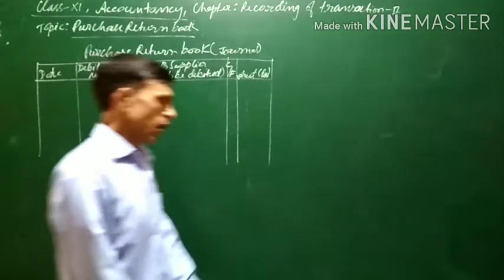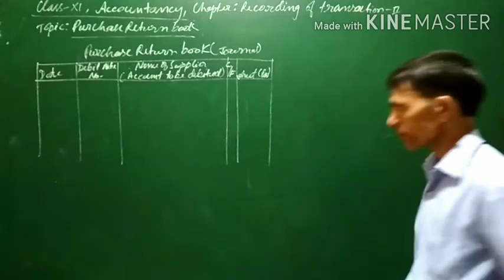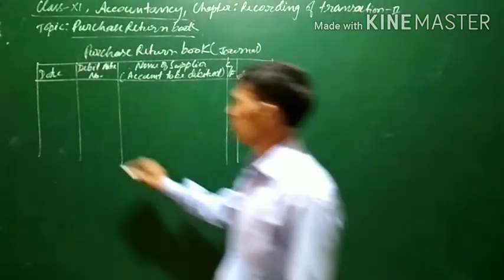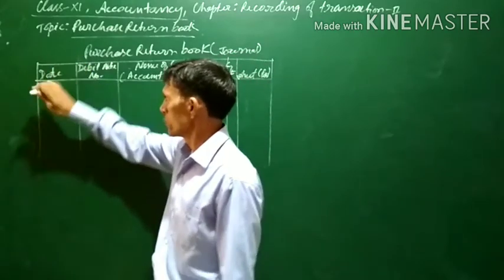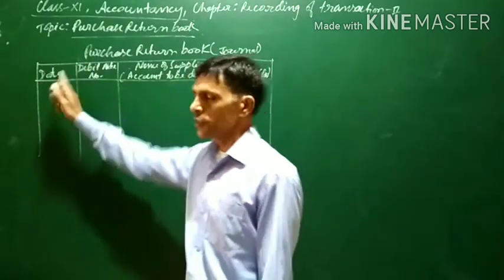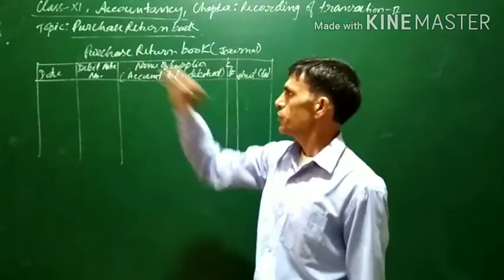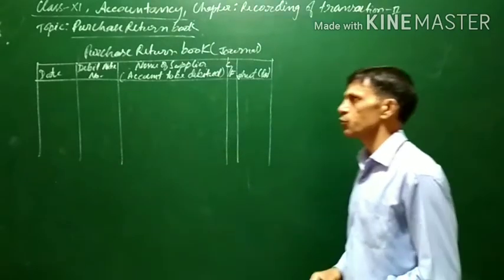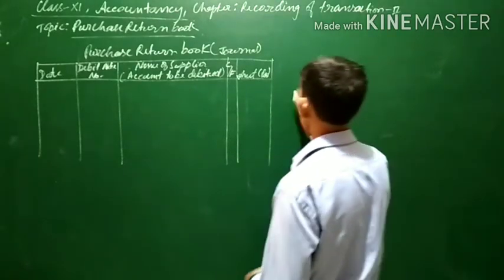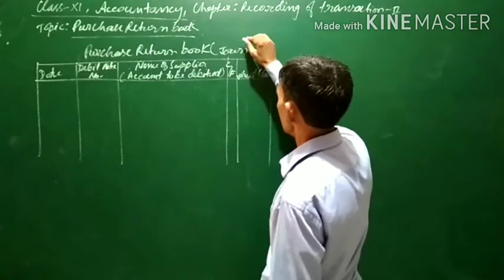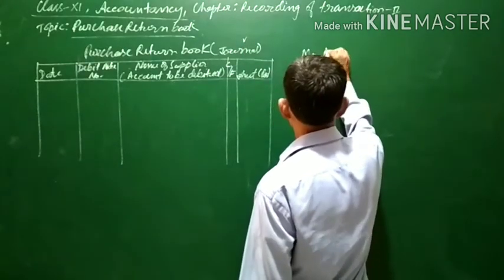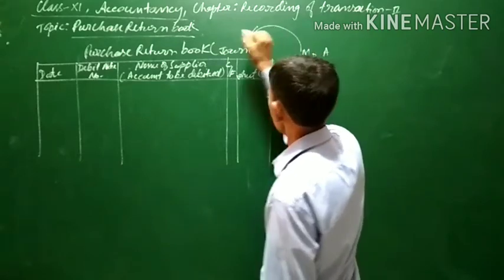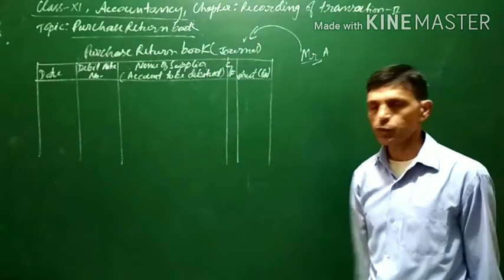Let us see how this is written. Before going to how to write the journal entries, let us see. First is the date column, the date on which the goods are returned will be written. Next is debit note number. Why is this debit note prepared? First of all, let us see. Let us assume that this is the book of Mr. A. In the books of A, things are to be recorded.